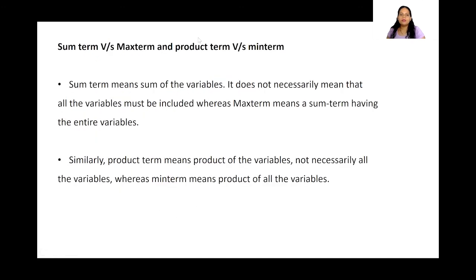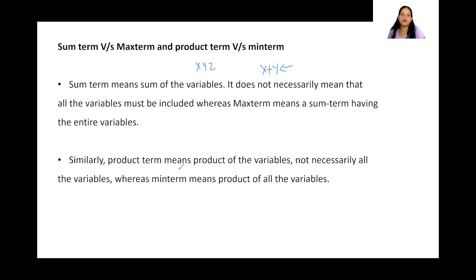So next is sum term versus max term and product term versus min term. Now what is the difference between them? When we say sum term and max term, and product term and min term. A sum term means sum of variables. It is just a sum of variables. It does not necessarily mean that all the variables must be present. Suppose the variables in a given expression are x, y, z, but I have x plus y. This is a sum term. But for it to be a max term, z also should be present, right? So this is not a max term, but this is a sum term. Fine. So that is the difference between a sum term and a max term.